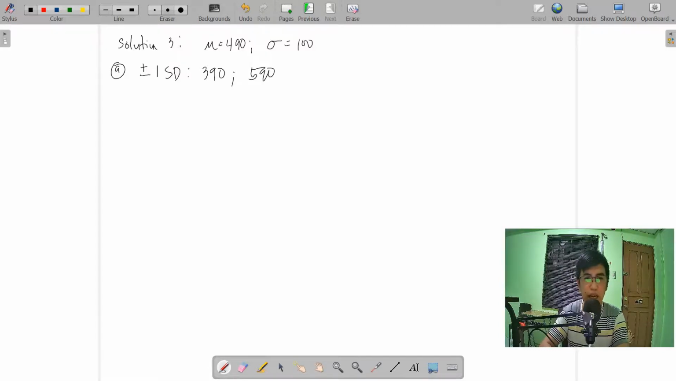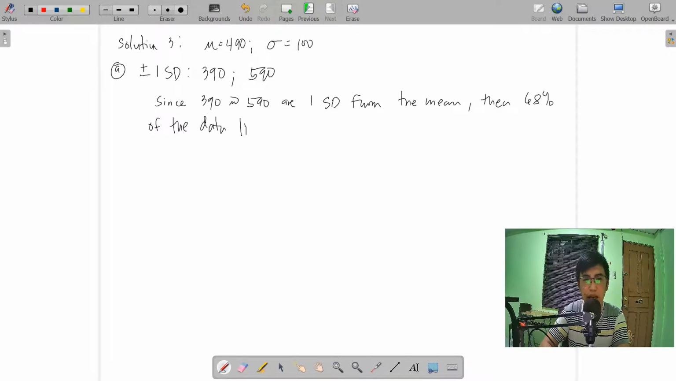So, therefore, we can say that 390 and 590 is 100, or 1 SD, from the mean. Since it is 1 standard deviation from the mean, then according to the empirical rule, 68% of the data lie between 390 and 590. Okay? 68%, because it is 1 standard deviation.